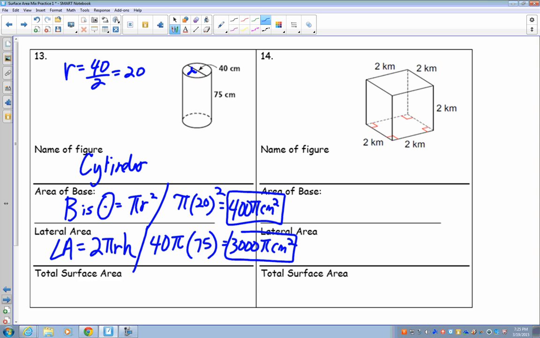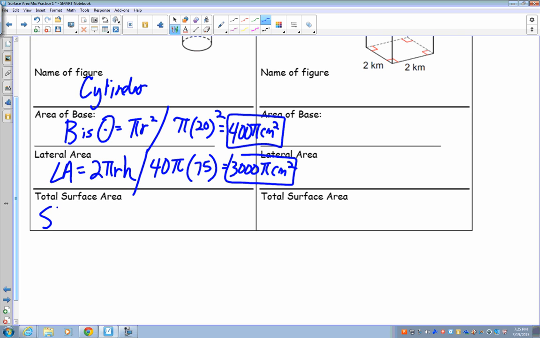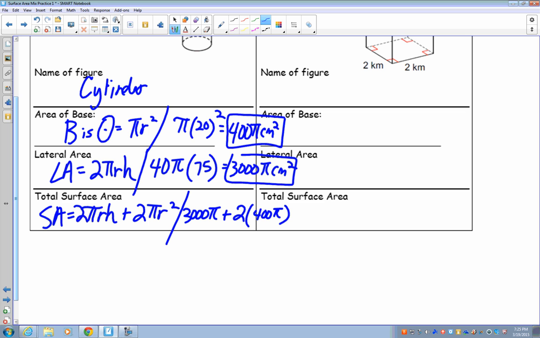And then for the total surface area, the formula on your formula chart is 2 pi r h plus 2 pi r squared. The 2 pi r squared is the area of the bases, and you double it since there are 2. So we have the lateral area, 3,000 pi, plus 2 times 400 pi, which gives me 3,800 pi centimeters squared.